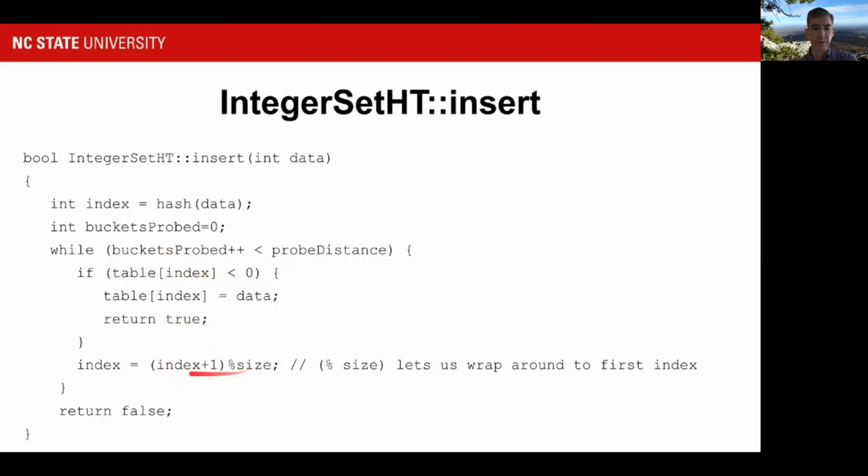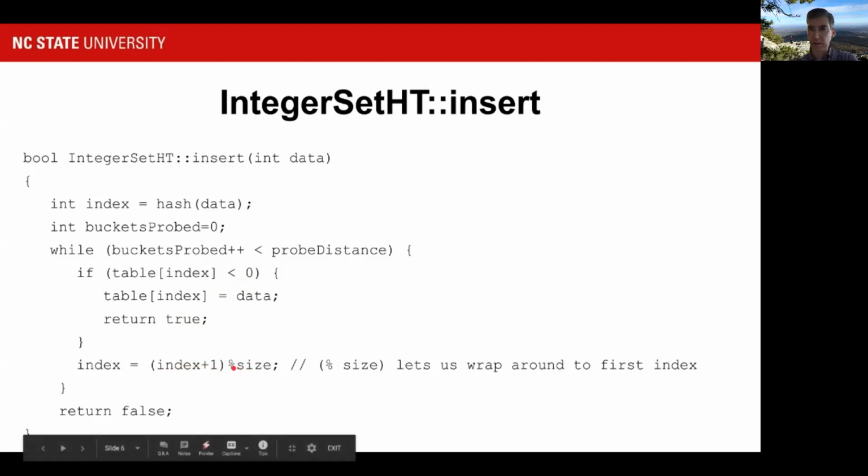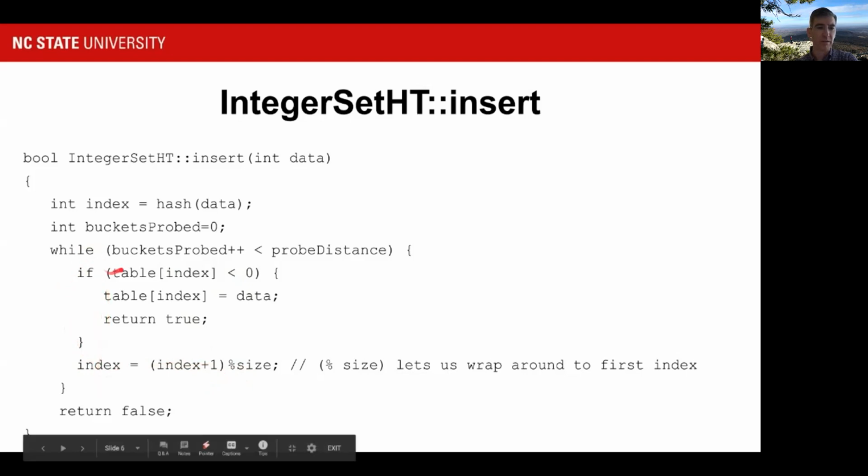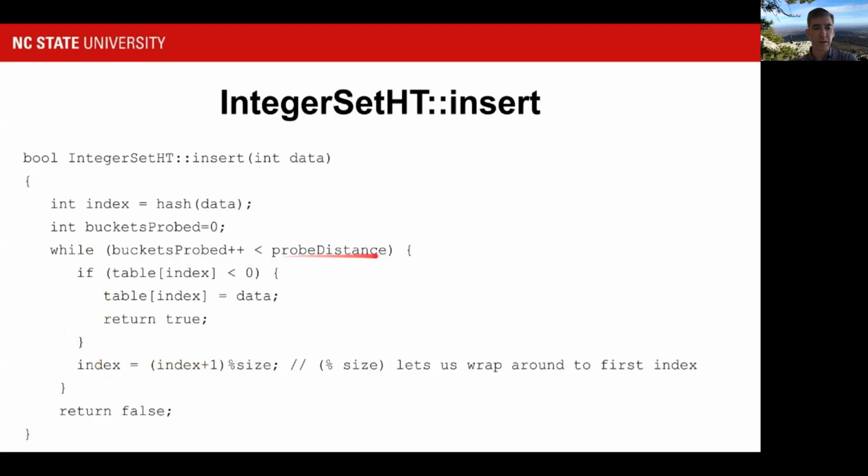Otherwise, I increment the index by 1. Now I have to do this index plus 1 modulo size because it could be my index is at the very end of the hash table array. And if I'm at the last index in the hash table array, what I want to do is wrap back around to the start. And so by moduloing against the size, it just guarantees that I stay inside the bounds of the array. So I increment by 1 and go back around. And I can keep doing this as long as buckets probed is less than the probe distance.